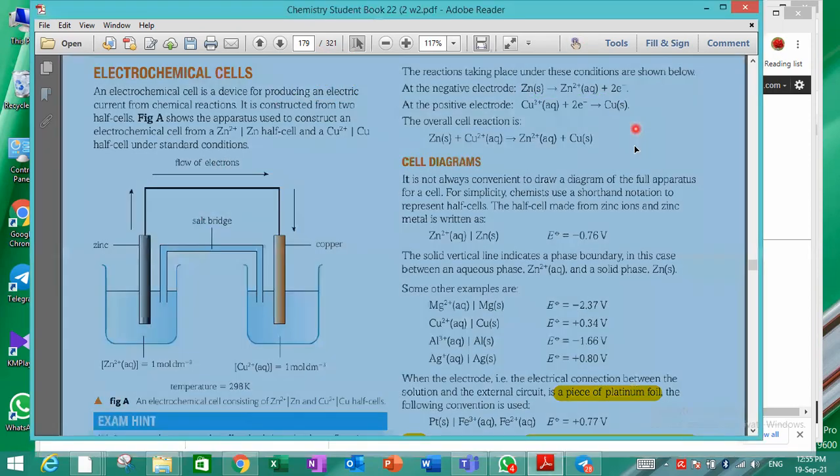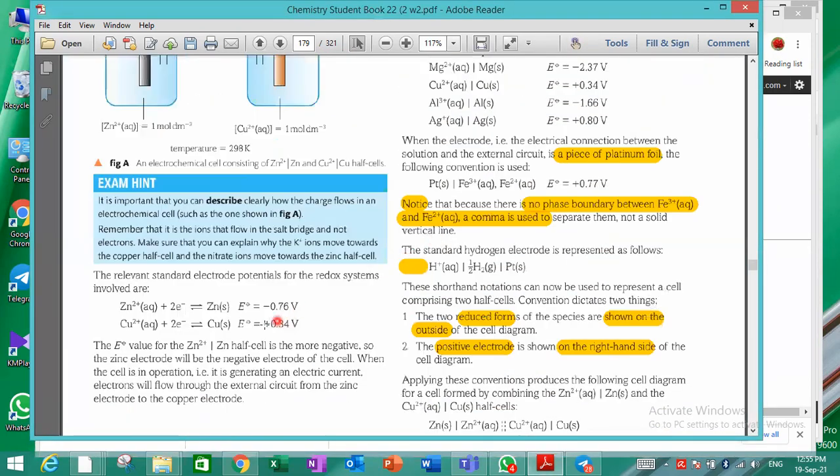Okay. Now, what happens here is that we have two reactions taking place. In the first half cell, zinc ions plus 2 electrons give zinc, E0 is minus 0.76 volts. And in the second half cell, copper ions plus 2 electrons give copper, where the E0 is plus 0.34 volts.